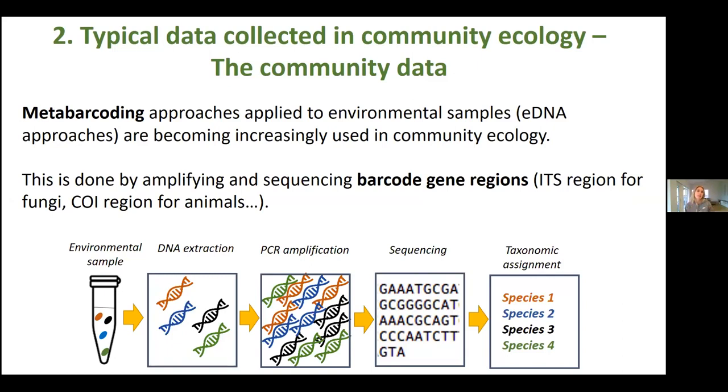This metabarcoding is done by amplifying and sequencing the barcode gene regions. For example, the ITS region is commonly used for fungi, and the COI region is used for animals, and so on. And here we have an illustration of how we get this data, but it's just an illustration, it's not the point to explain how this is done. Just to say that this sort of data is becoming very common, as we have also seen from the data that you have submitted for this course.